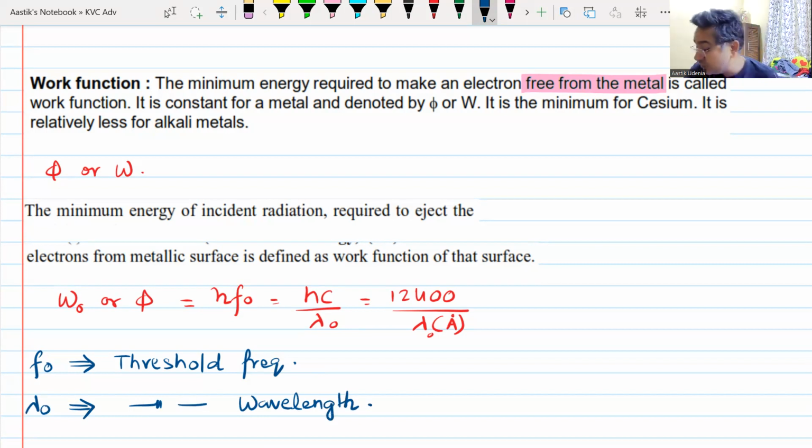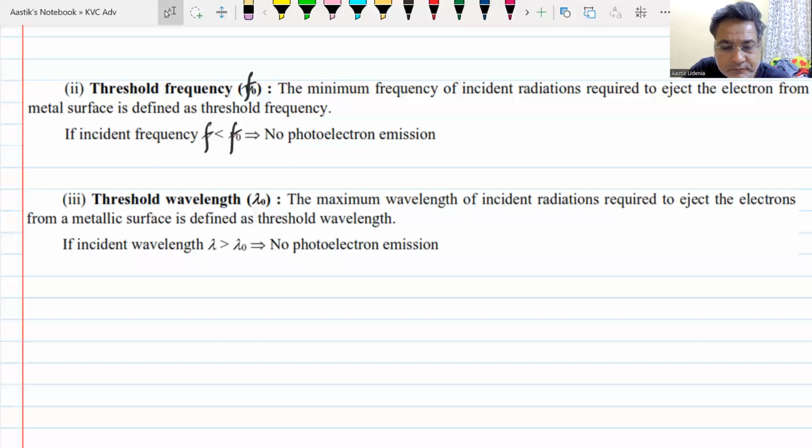What is this threshold frequency and threshold wavelength? We'll note this down and we'll come back to it. So what is this threshold frequency, or what is this threshold wavelength? Can anyone tell me?